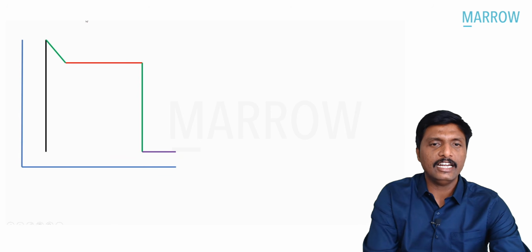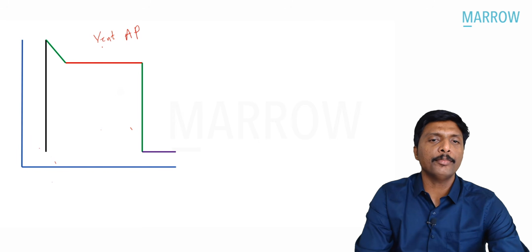This is the typical ventricular action potential. Now, what are the important phases of this ventricular action potential? We have something called phase 0. Where is that phase 0, guys? This is phase 0. Then we have phase 1, this classical phase 2, which is asked here. Then we have phase 3, and finally we have phase 4.